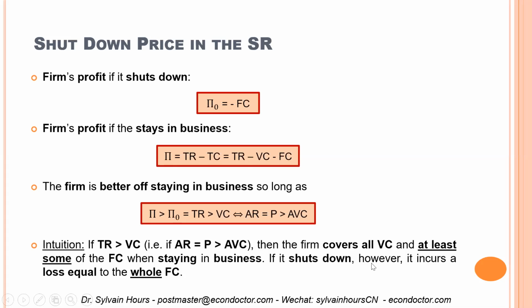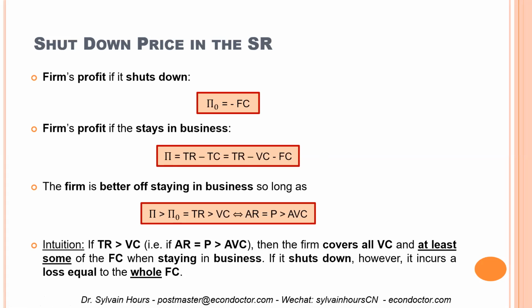So even if we make a loss by staying in business, this loss is going to be smaller than the loss that I would make if I decided to shut down, because if I choose to shut down, my loss is equal to the full fixed cost. So if it shuts down, the firm has to pay the entire fixed cost. But if I stay in business, when the price is greater than the average variable cost, I can pay at least some of this fixed cost.